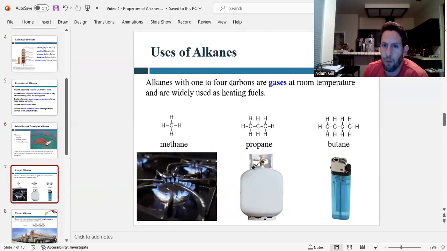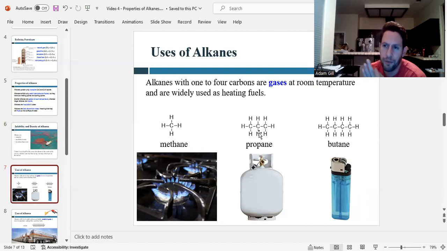So alkanes with 1 to 4 carbons are gases. These are what we call natural gas. The simplest is methane, 1 carbon. And this is what we use in our homes. So most of the gas that comes out of your stove is methane.